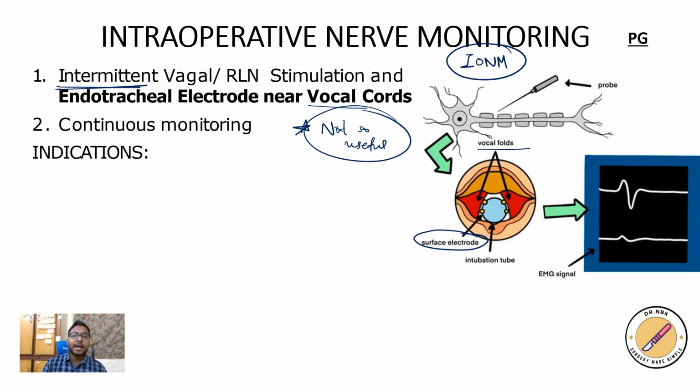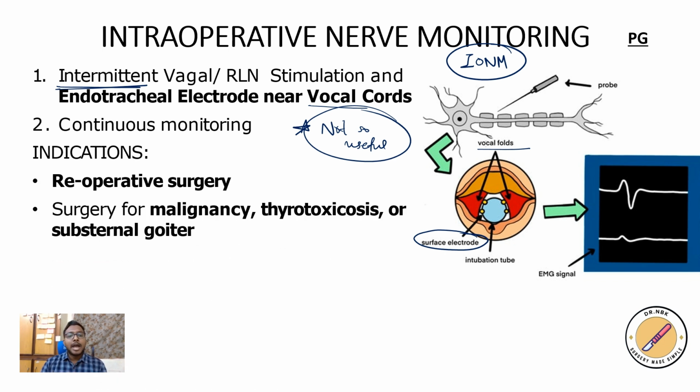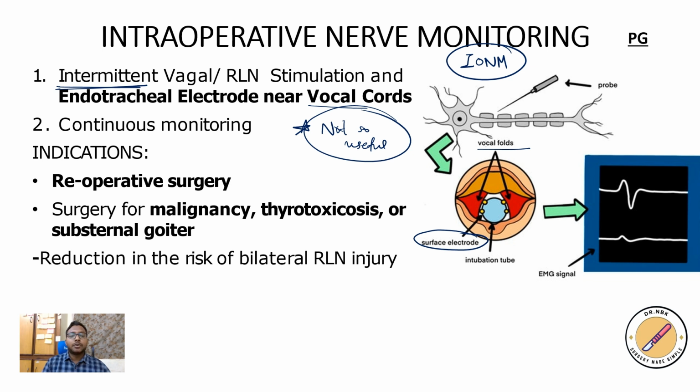So the main indications for intraoperative nerve monitoring are, one, whenever you are going for reoperative surgery, and also when you are doing the surgery for a malignancy or thyrotoxicosis, or whenever you are doing it for retrosternal goiter. Okay, so it is helpful in reduction in risk of bilateral recurrent laryngeal nerve injury. It was the postulate in previous days. Nowadays, the latest studies show that it is not that useful, as there are no improved results when compared to without intraoperative nerve monitoring.